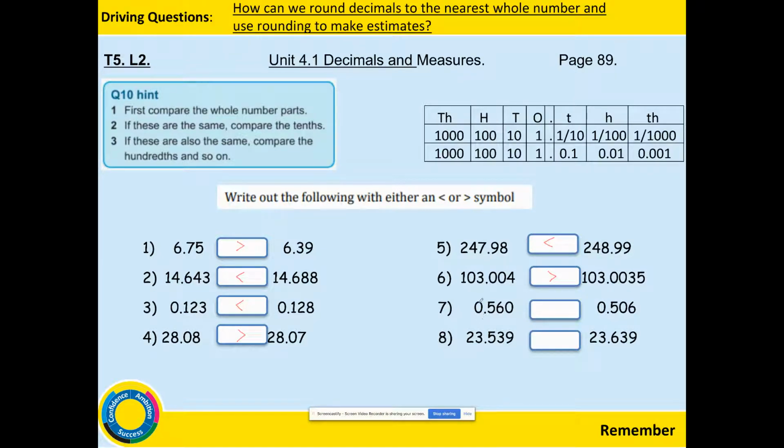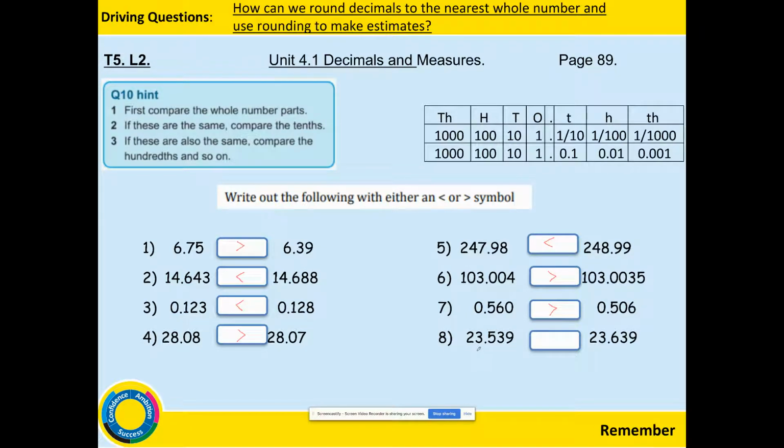Next question, we have 0 in the ones column. We have 5 in the tenths column. We have 6 in the hundredths column and 0 in the hundredths column. So the 0 is the smaller number. Use your arrowhead pointing that way.